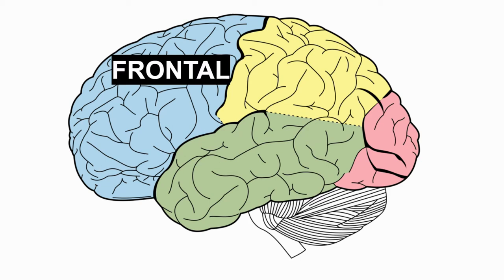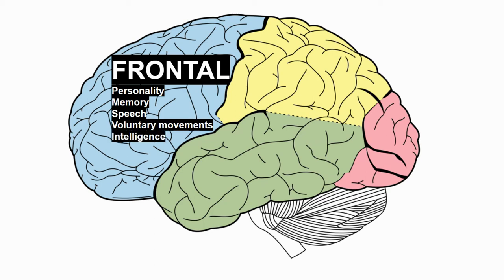So the frontal lobe. I love the frontal lobe. It's the best part of the brain, in my opinion. The reason for that is the frontal lobe is what makes us who we are and sets us apart from all the other organisms on the planet. It gives us our personality, our memory, our speech, our voluntary movements, and our intelligence.